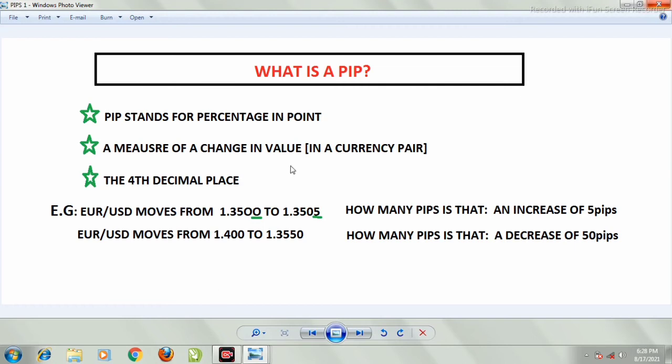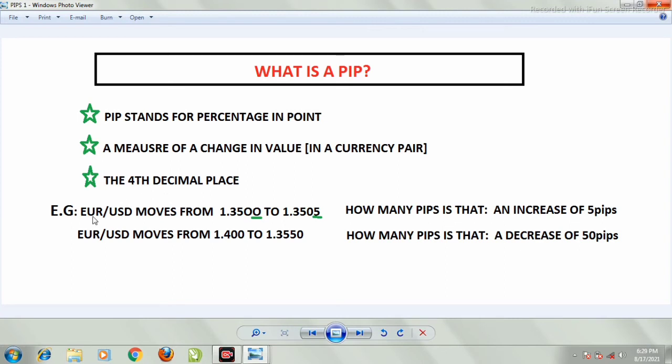So what is a pip? A pip stands for percentage in point. It's a measurement of change in value in a currency pair. I recap and requote: a pip stands for percentage in point, and it is a measurement of change in value in a currency pair. A pip is the fourth decimal place. A pip is the fourth decimal place.